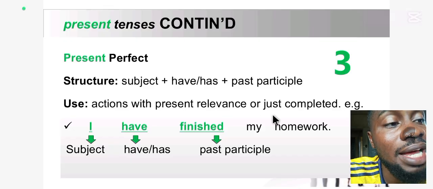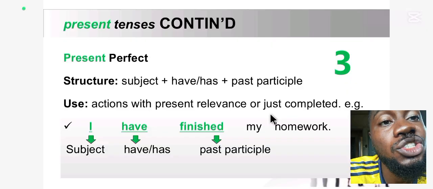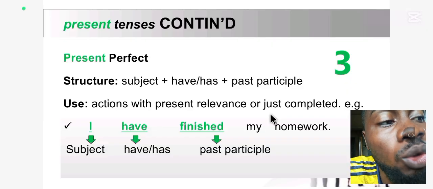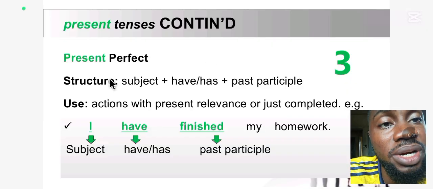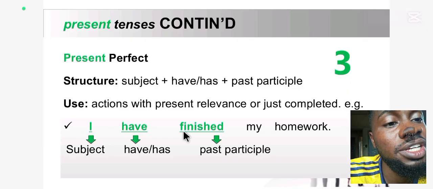Any action that has a present relevance, or an action that you just completed, it has not been long ago that you just finished that thing. That's when you use the present perfect tense, okay? Let's look at the example. I have finished my homework.